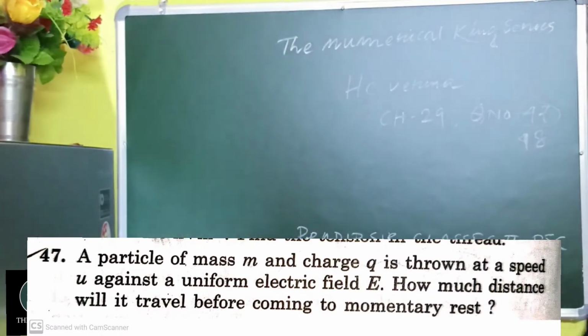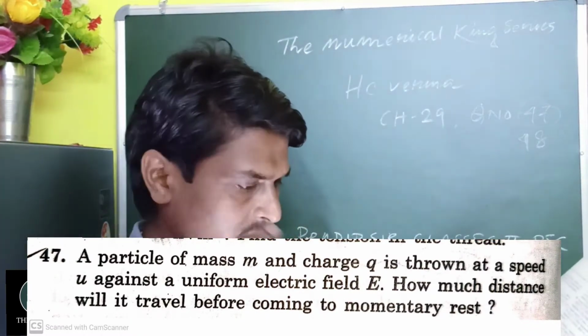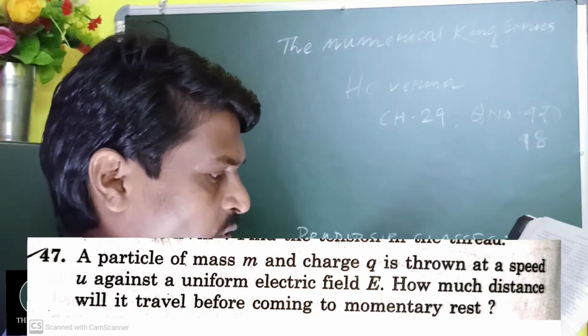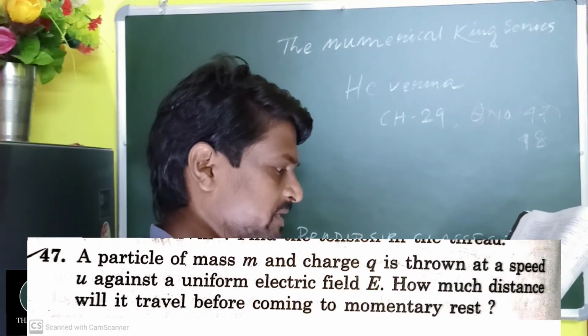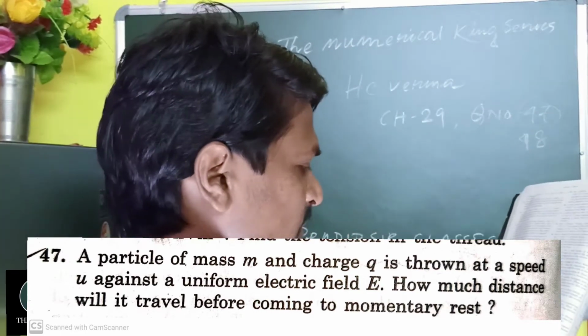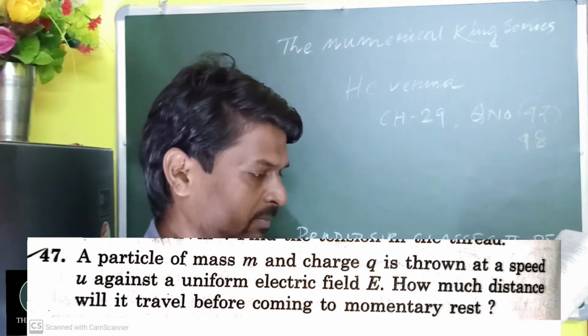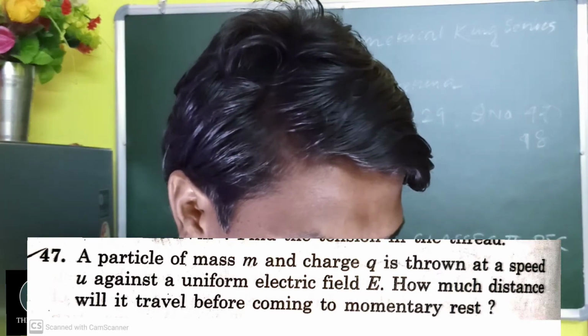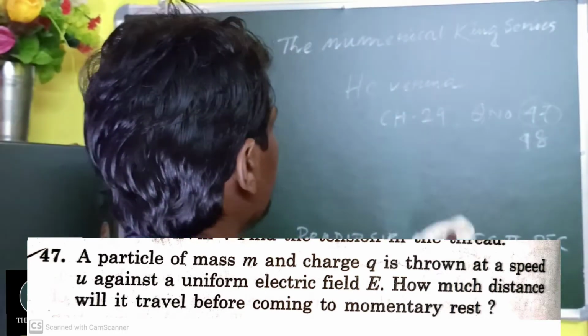And what is the question? First of all, students, write down the question. A particle of mass m and charge q is thrown at a speed of u against a uniform electric field. How much distance will it travel before coming to momentary rest? How much distance will it travel?